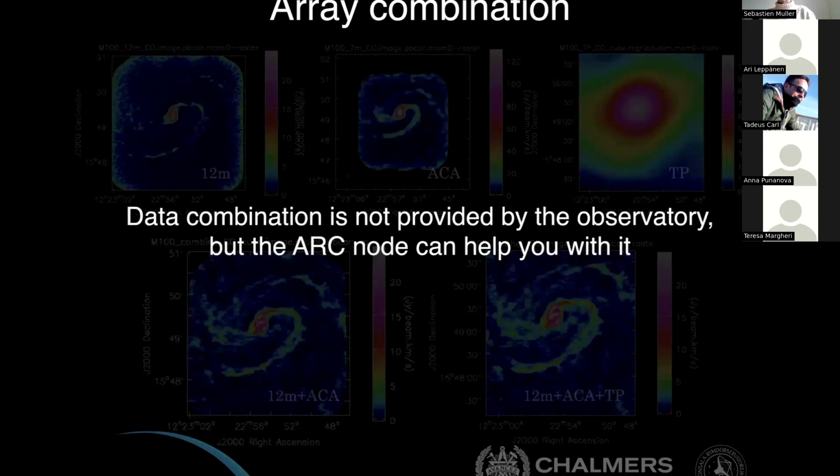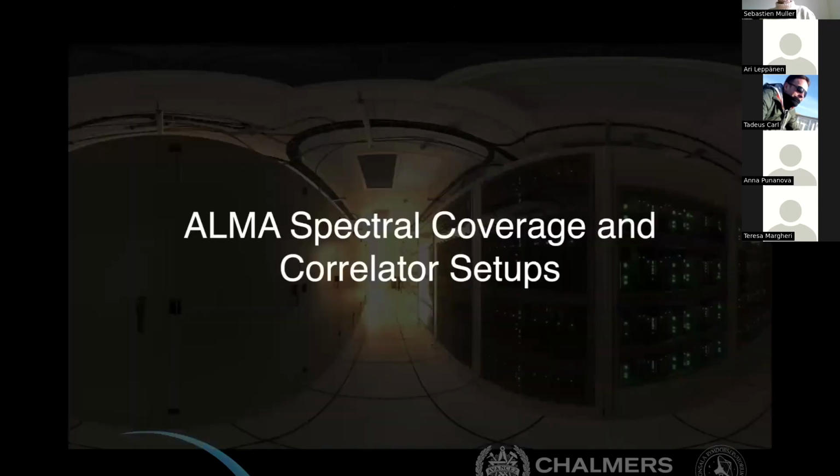The thing is that that data combination is not provided directly by the observatory. You would get the data separately from ALMA, and then you would need to combine it yourself. There are different techniques that at some point we can discuss. There are even iTrain videos on this data combination, but the ARC nodes can help you with that. We can help you with the combination of your data.